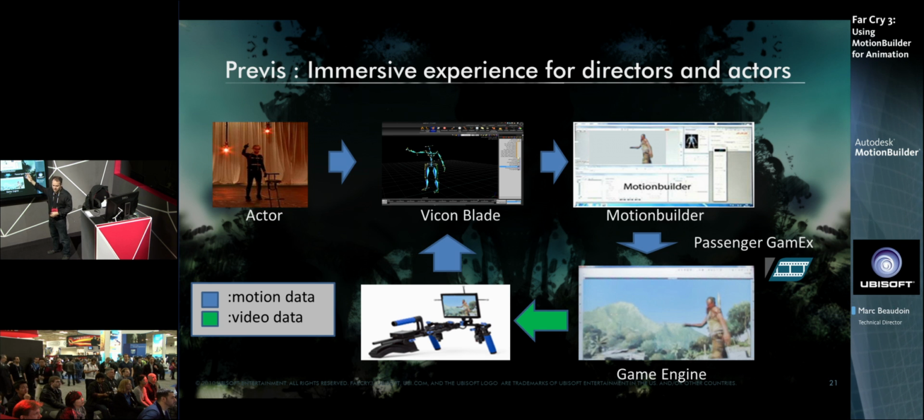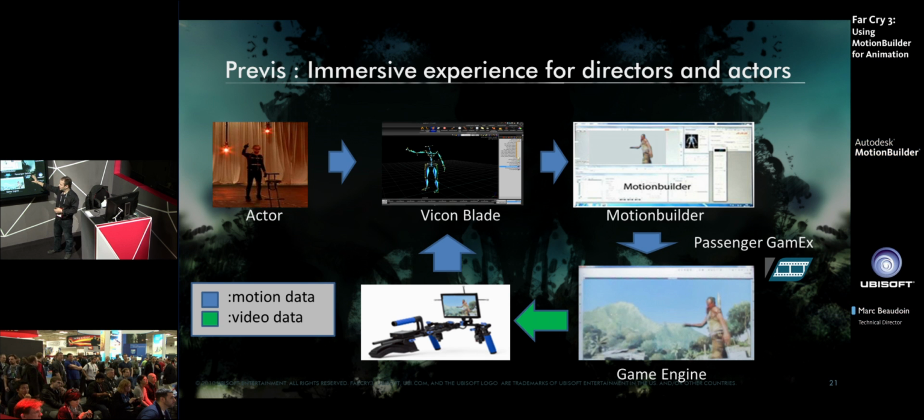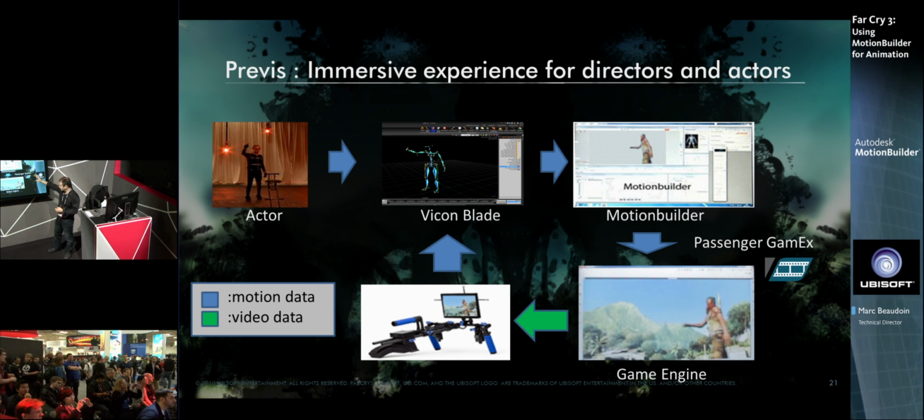Again, MotionBuilder is key to our previs pipeline. We couldn't do it without it. But first, we start with the actor performance that's actually streamed into Blade in real time. This is then streamed into MotionBuilder in real time. So this is a pretty standard, typical previs setup that we find in a lot of studios. But at this point here, we're able to talk to MotionBuilder directly.